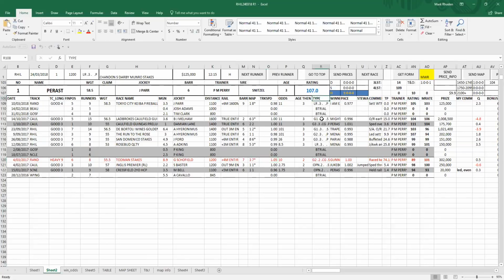Over here, type is just the class of the race. Should be pretty self-explanatory. So that was a 3-year-old listed race, set weights and penalties, Group 1, 3-year-old set weights. That should be pretty self-explanatory, hopefully. Yep. Race winners in there.